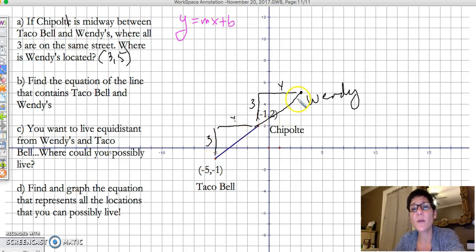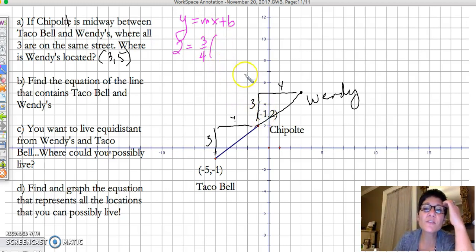I can pick any point I want on this line. I can use -5, -1, or I can plug in -1, 2, or I can plug in my Wendy's 3, 5. I feel like plugging in -1, 2. So this is my x and this is my y that I'm going to plug into this equation. So I'm going to put 2 in for y. My slope is my m, so I know that's going to be 3/4 times my x-coordinate, which is -1, plus b. And the last time I checked, -1 times 3/4 was -3/4.